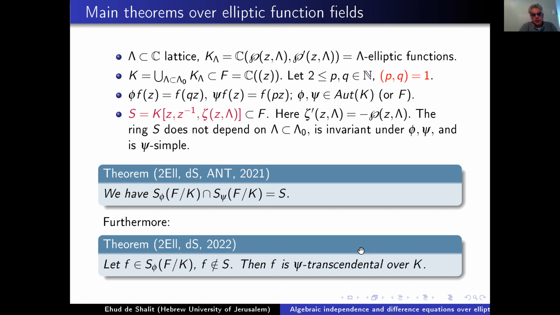And the second theorem is this upgrading that says that if F satisfies a phi difference equation and is not in S, then not only is it not in S psi, not only can it not satisfy a linear difference equation for psi, but it is psi transcendental. So the iterates of the automorphism psi on F are algebraically independent, infinitely many algebraically independent quantities over K.